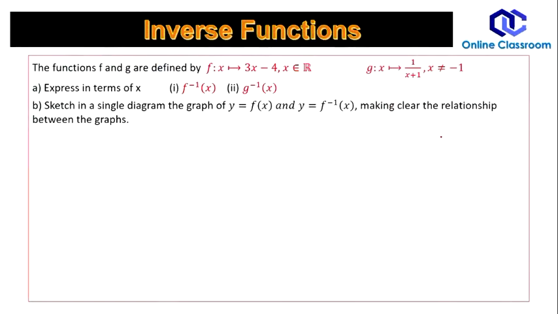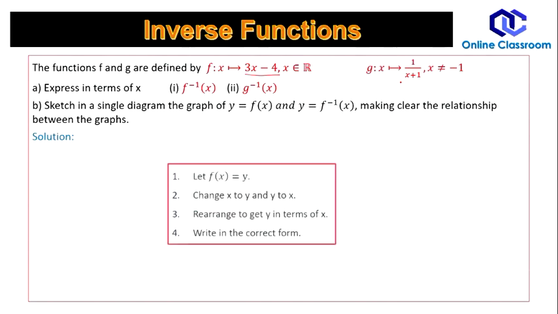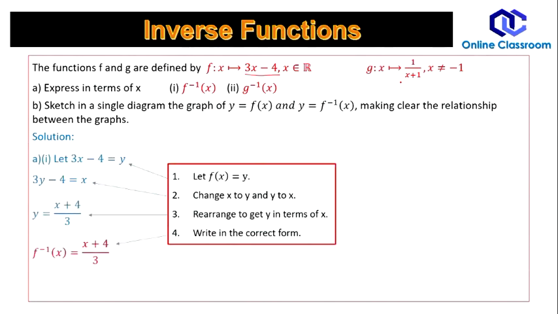More examples. Your function 3x minus 4, a linear function. This is 1 over x plus 1. Now you have to find the inverse of these two functions. How to find the inverse? The steps are there. First step, second step, third step. Please see this and get the function.